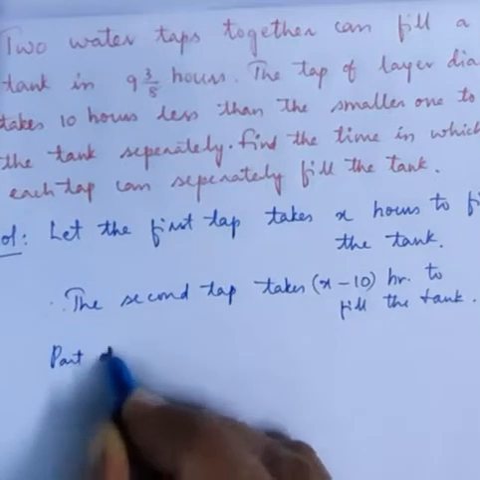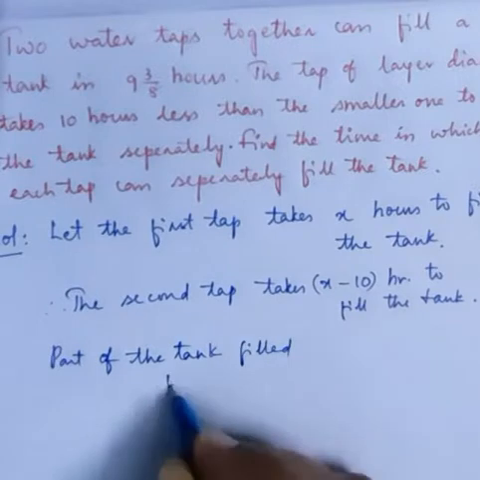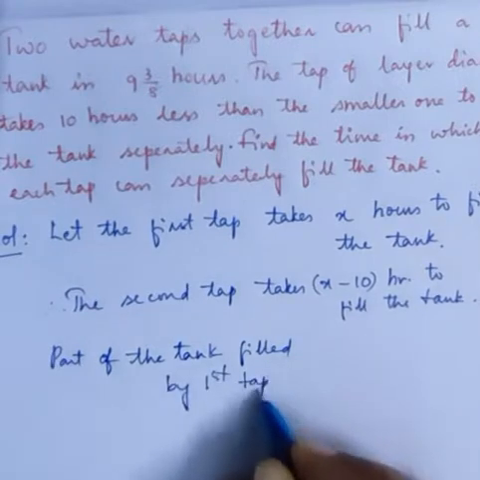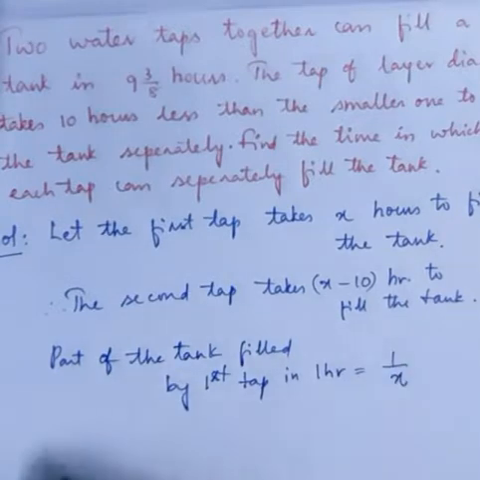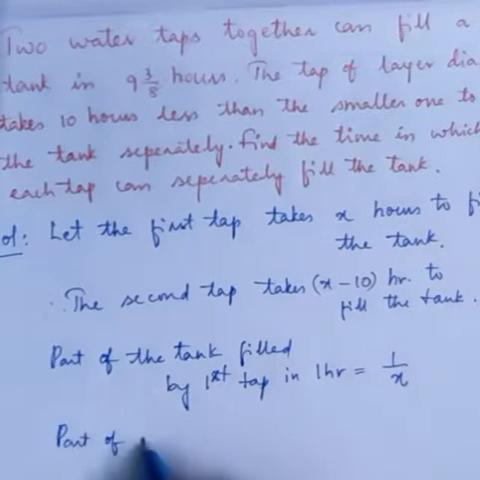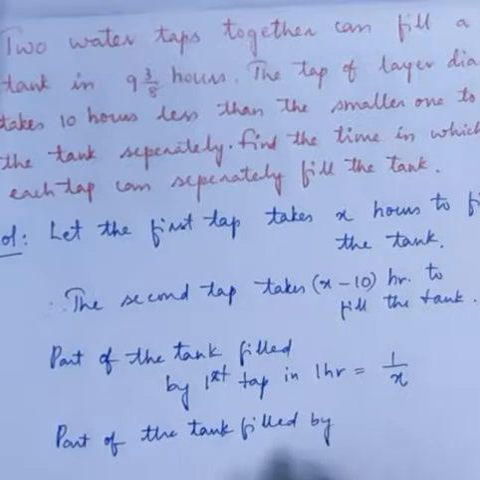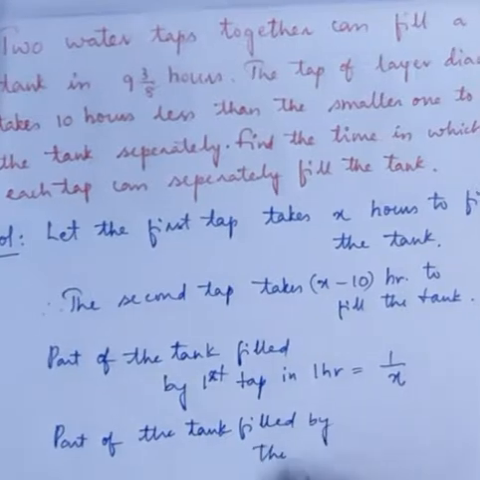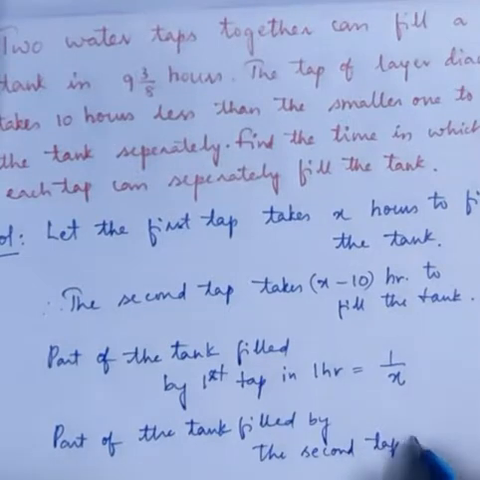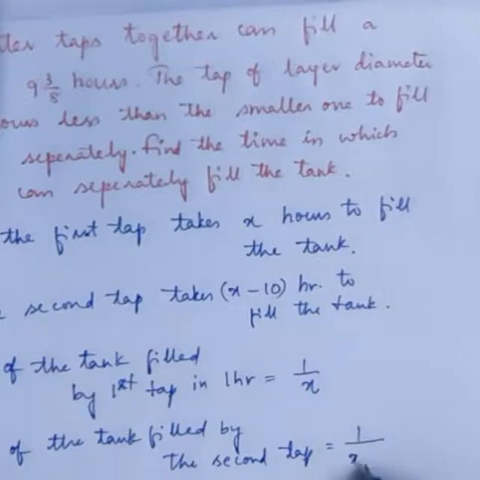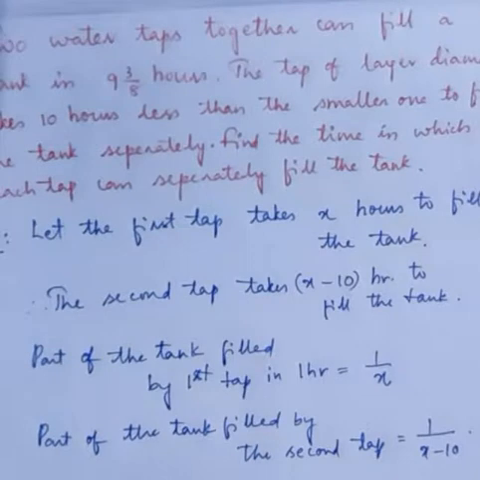Part of the tank filled by the first tap in 1 hour is 1 by x. Now part of the tank filled by the second tap is equal to 1 by x minus 10. But both the taps together can take 9 3 by 8 hours, that you write.